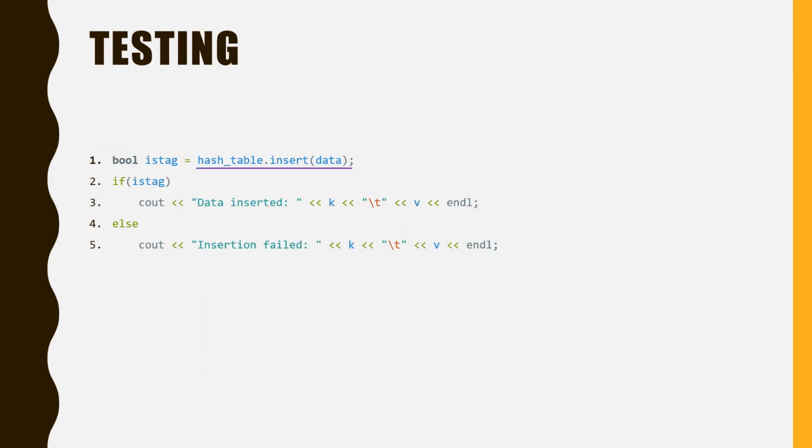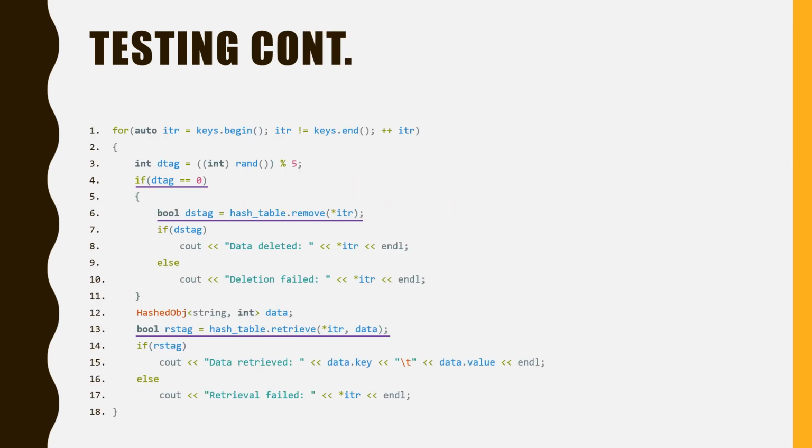Okay, now let's try our implementation. The code block shown here tries to insert the data using the insert function. It will print whether the insertion is successful. Then, we will test the delete and search functions. As line 4 shows, for each of the record, there is a 20% chance that we will delete it from the hash table.